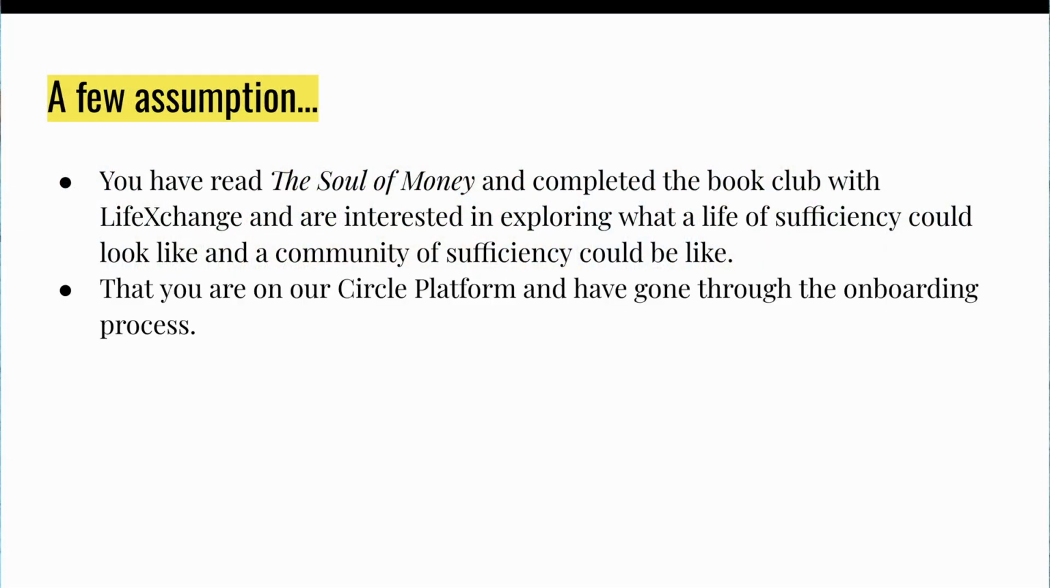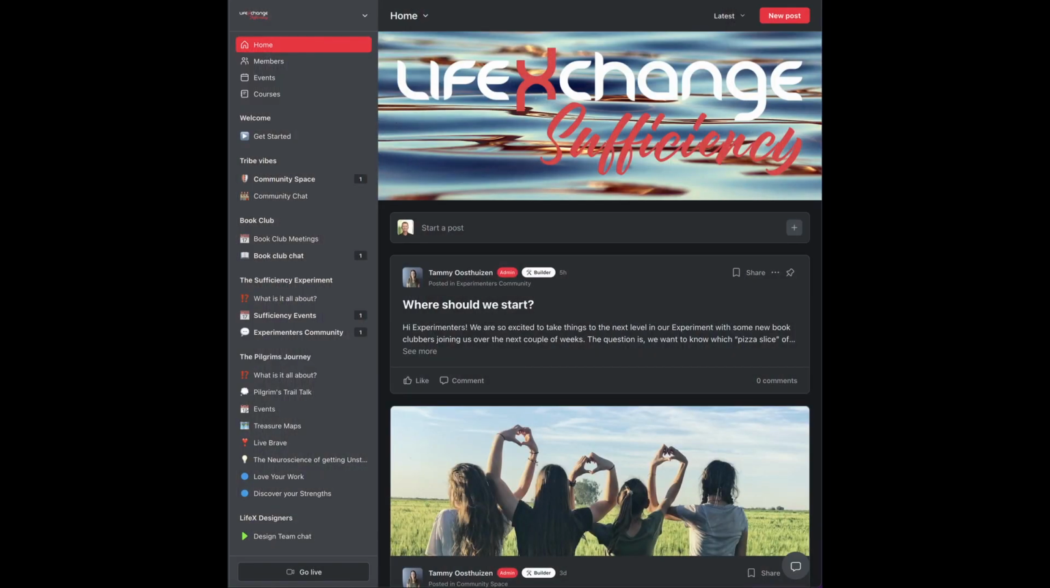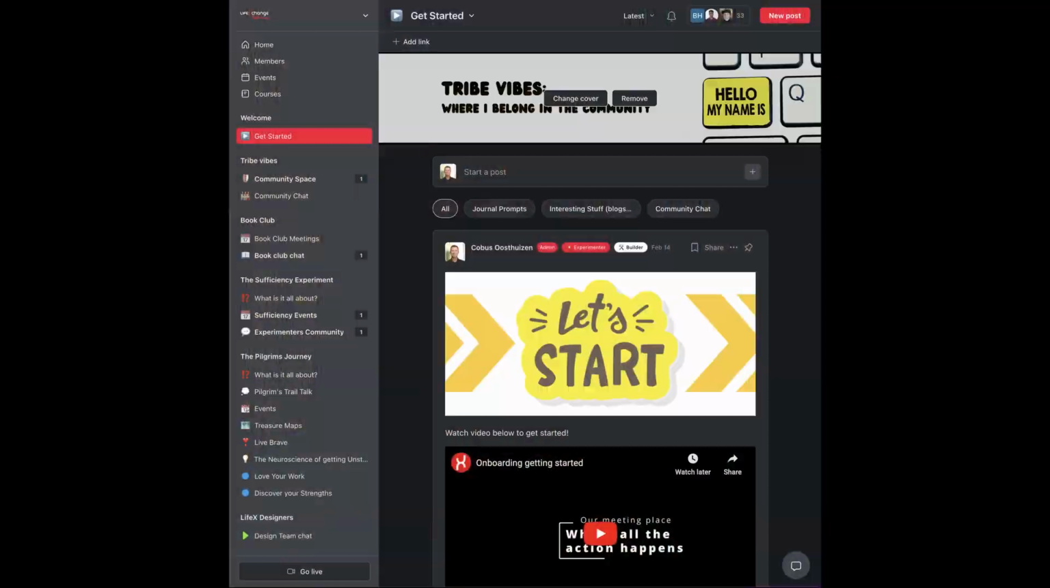Assumption number 2 is that you are on the Circle platform. I mean, this is the space. Forget about Facebook and Instagram and LinkedIn and TikTok, this is our space. This is a space where we will connect with each other and share and build and design a life of sufficiency. When you pick up your phone, when you want to kill some time or you're bored or you want to engage your mind in sufficiency thinking, this is where you need to go to. You need to be on this platform. So assumption number 2 is that you are on the Circle platform already and that you have worked through the onboarding videos. I think there are about 6 or 7 onboarding videos just to make sure that you fully understand what the platform is and how it works.